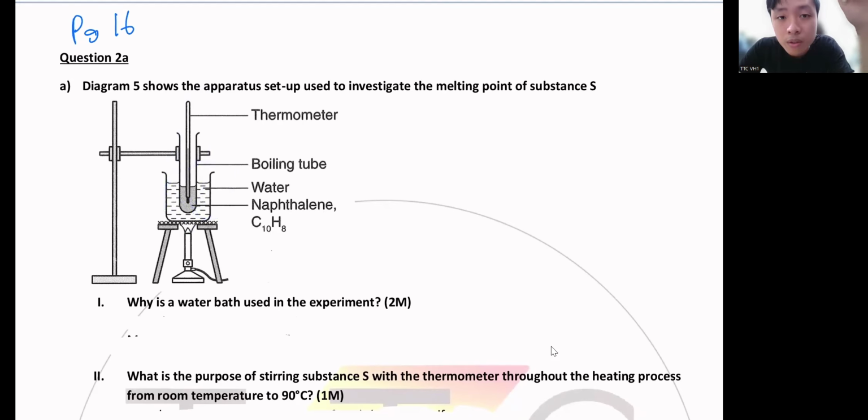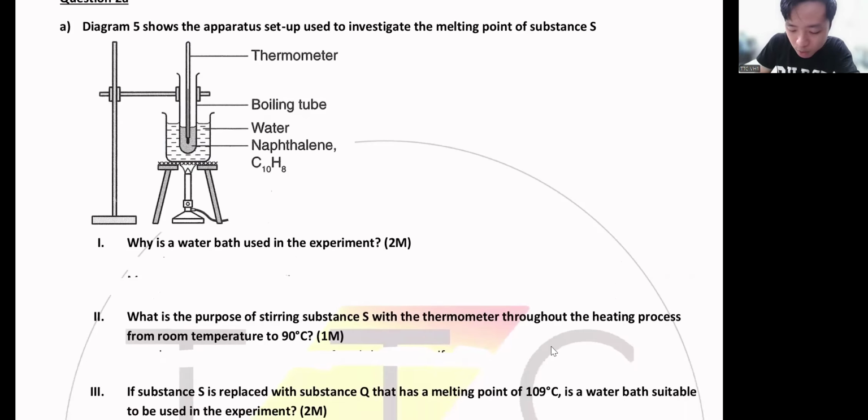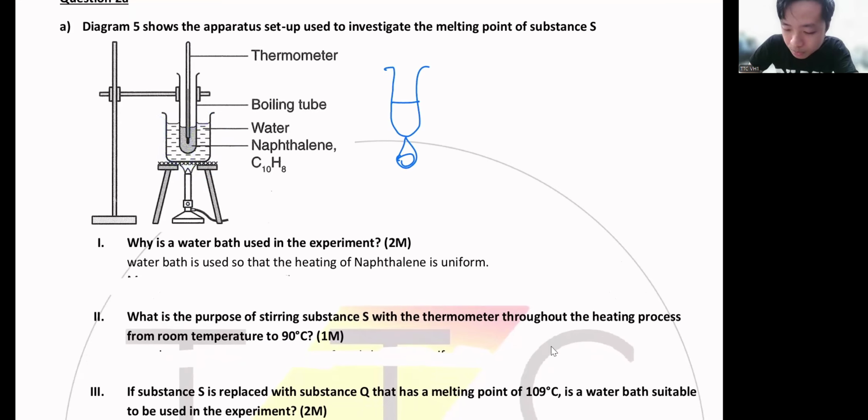This is when the physical state is changing from solid to liquid. So they might ask, why is water bath used? You might ask why you don't just directly use the Bunsen burner to heat, without any water. Why do I need to use water? Because you can say it makes sure the heating of naphthalene is uniform.